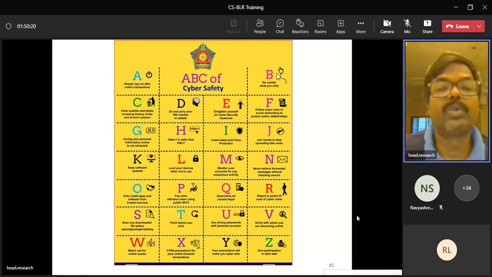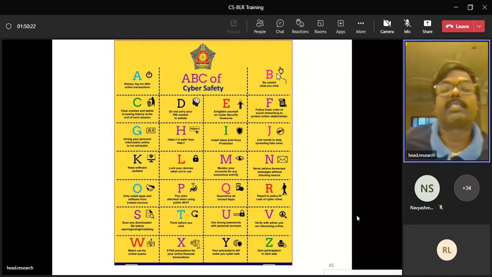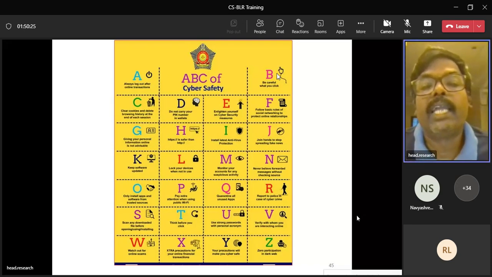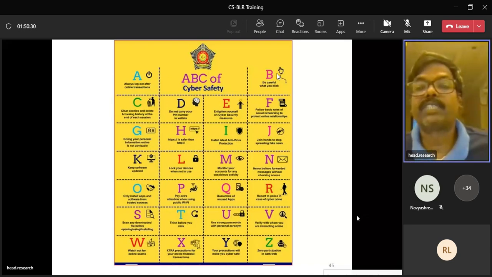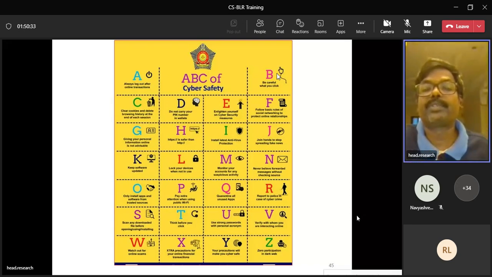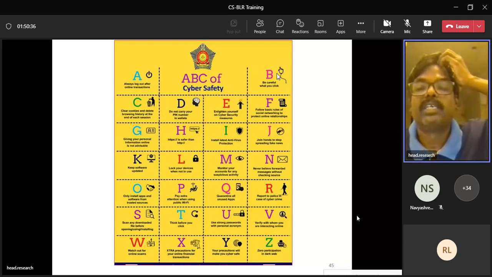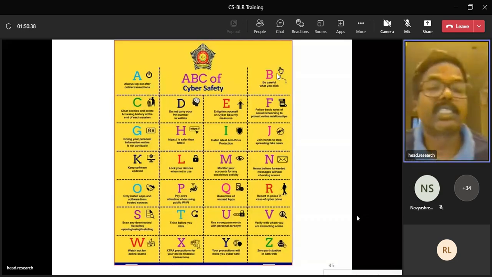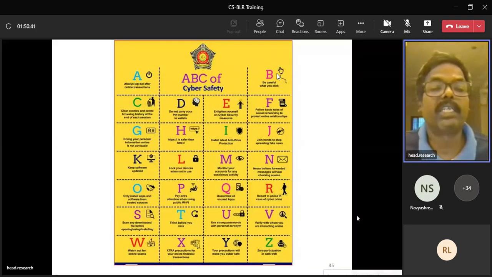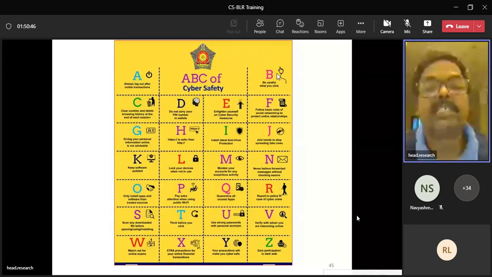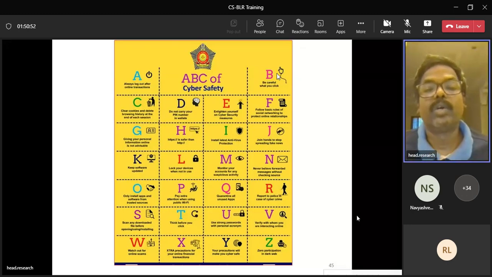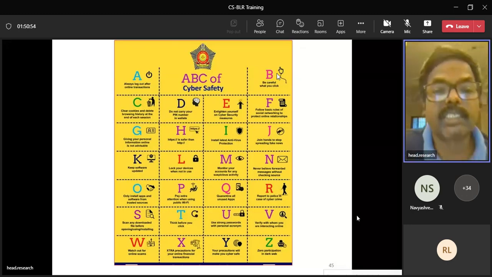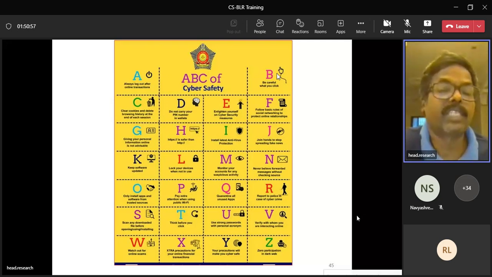D stands for do not carry your PIN number in wallets. E stands for enlighten yourself on cyber security measures. F stands for follow basic rules of social networking to protect online relationships. G stands for giving your personal information online is not advisable. HTTPS is safer than this URL. HTTPS is nothing but hypertext transfer protocol for security.